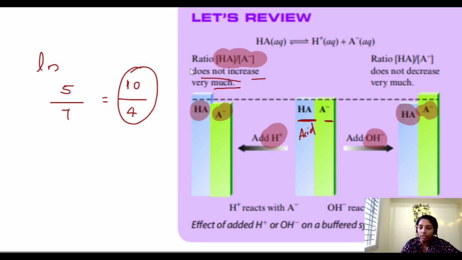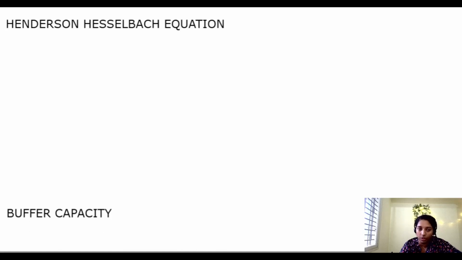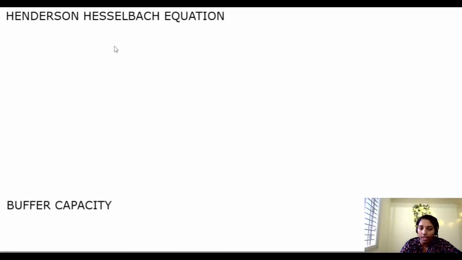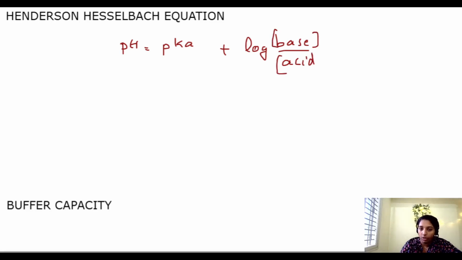So what is the importance of the log of this ratio? That is the Henderson-Hasselbalch equation. In the buffer case, we can use the Henderson-Hasselbalch equation for calculating the pH. For example, pH is equal to pKa plus log of base concentration over acid concentration. This is what we call the Henderson-Hasselbalch equation. You can also use pOH is equal to pKb plus log of acid over base. That is also correct.